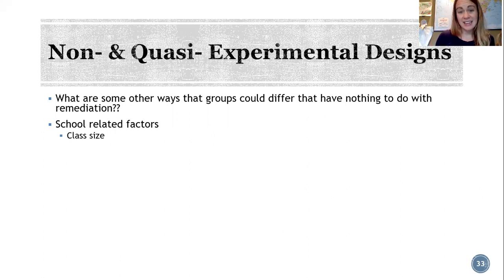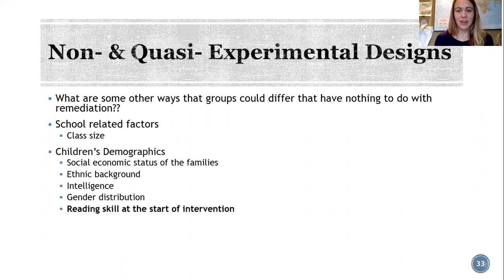There's lots of ways that the kids could also differ. For example, they could differ in their socioeconomic status, their ethnic background, intelligence, how many girls and boys are in each group. And in particular, one factor that we really need to measure is their reading skills at the beginning of intervention. If we don't measure this and control our groups on this at the start of intervention, then we'd have no way of knowing if it's the intervention that increased their skills or if they just differed to begin with.